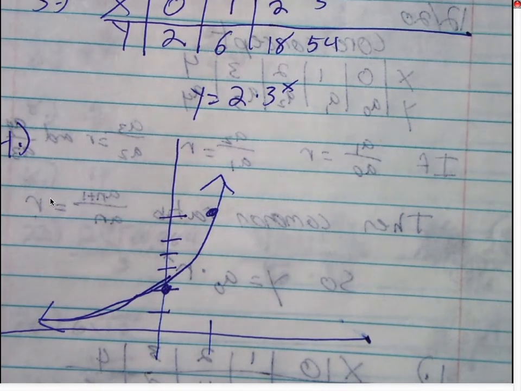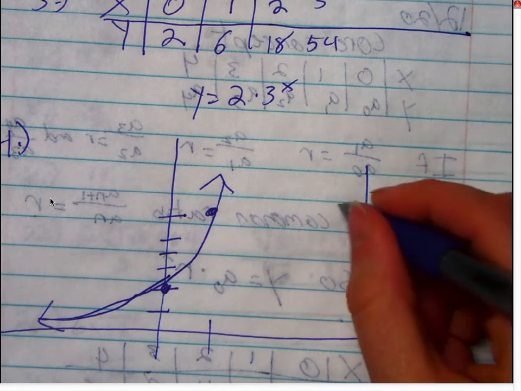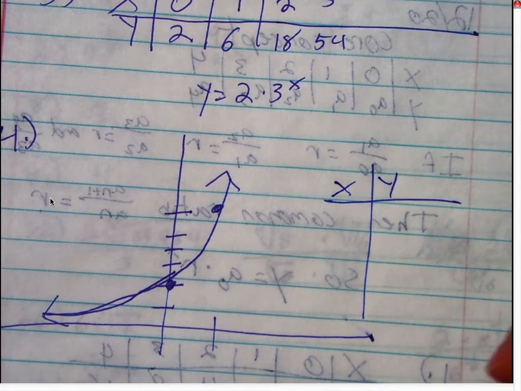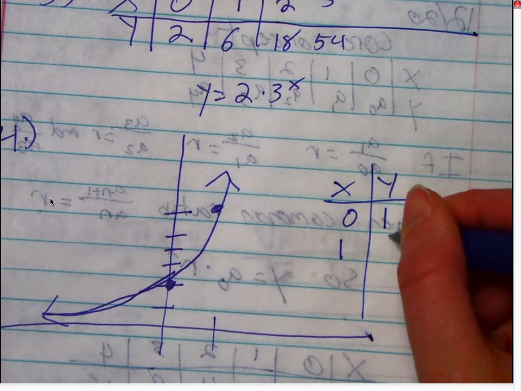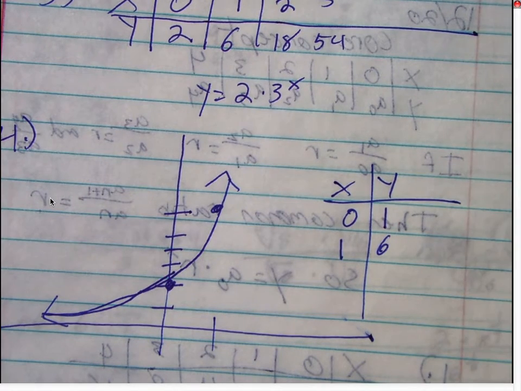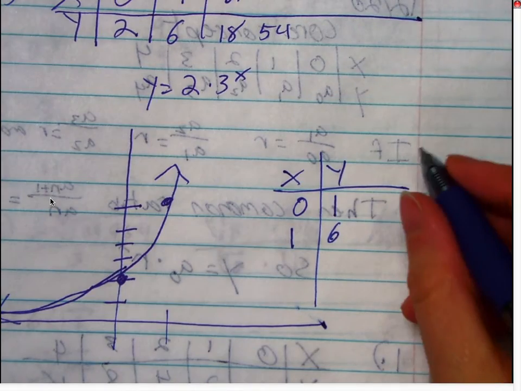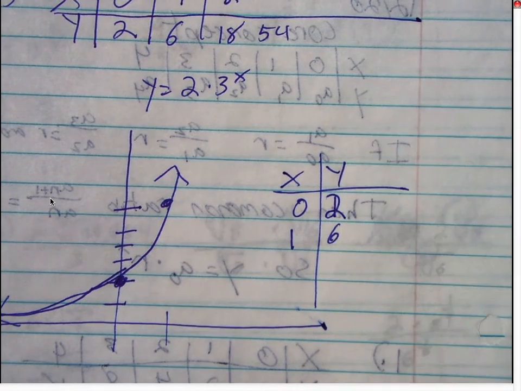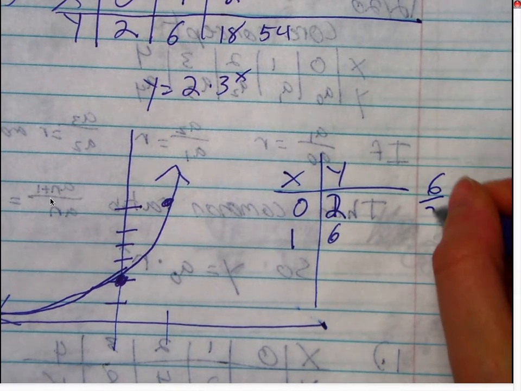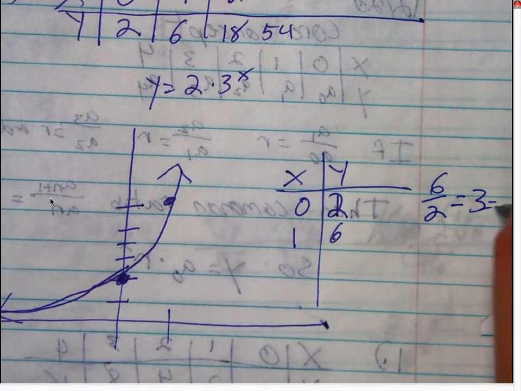We need to find the equation of this graph. So the first thing I do is make a table. At 0, x is 0, y is 1. At 1, x is 6. So first, I found my r. Oops. What is wrong with my statement? What did I mess up on, guys? When x is 0, what is y? It's definitely not 1. It's 2. Okay. So I'm going to go 6 divided by 2, and that's my r.